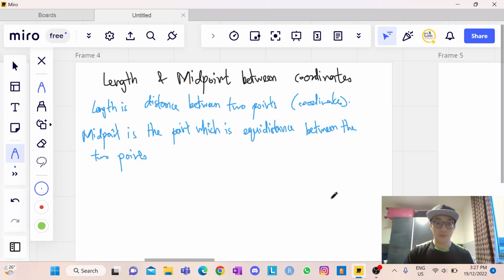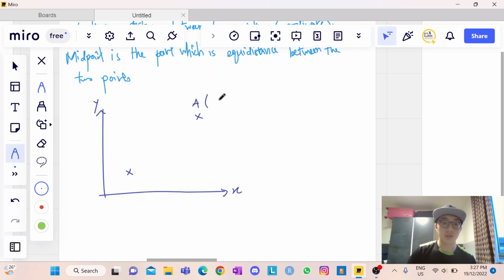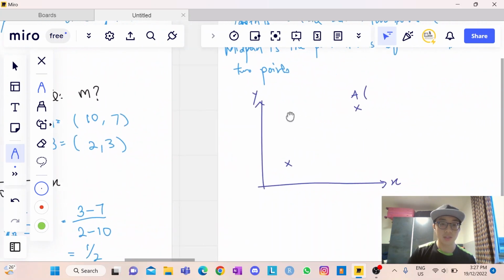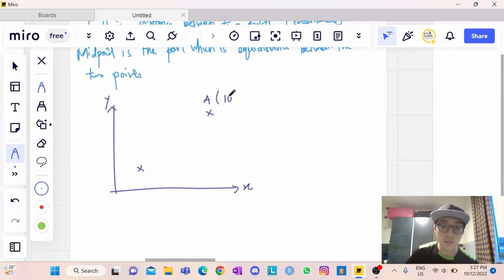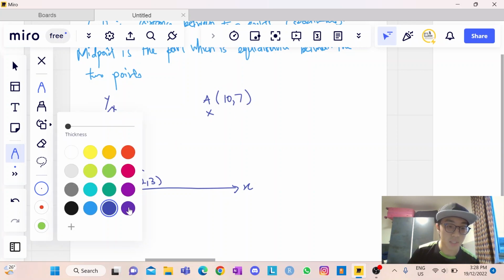From the Cartesian plane right here, y, x, we're going to use the same A, which is 10, 7, and B right here is 2 and 3. I'm sorry, I did not silence my phone. First, we're going to look for the length, which is the distance in between.